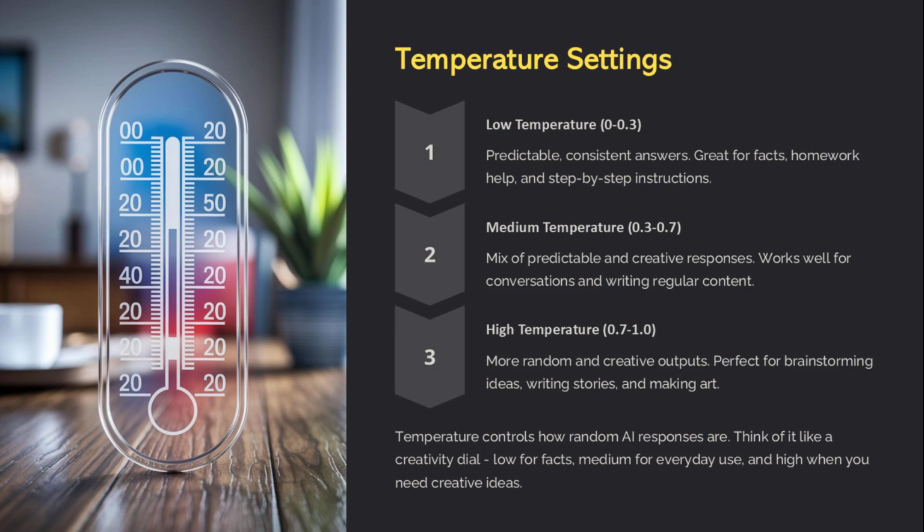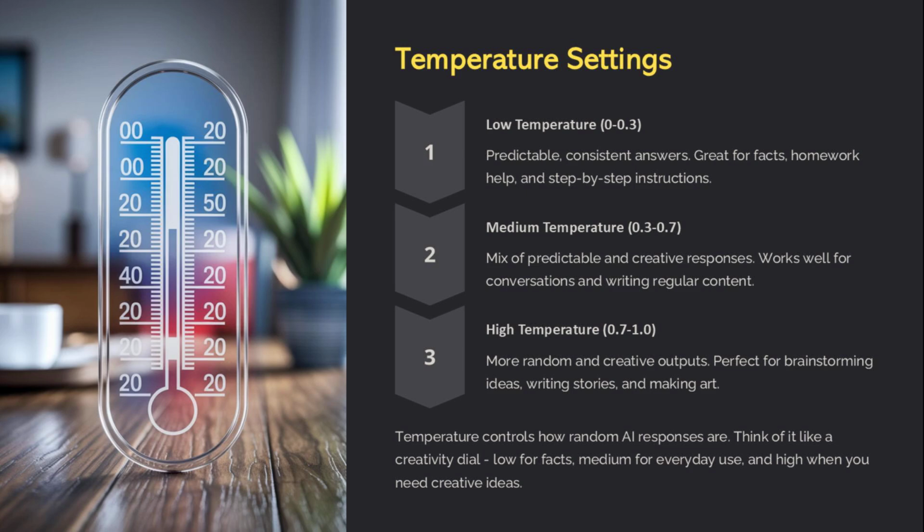For example, use low temperature when asking about historical dates or math problems, and high temperature when brainstorming for a creative writing assignment. At low temperature, the AI mostly sticks to the most likely answers, similar to how a textbook would present information. At medium temperature, it sounds more conversational, like talking with a tutor. At high temperature, it's more like a creative brainstorming session where unusual ideas are welcome. When experimenting with AI, start at medium temperature, around 0.7, and adjust based on what you need for your school project or activity.